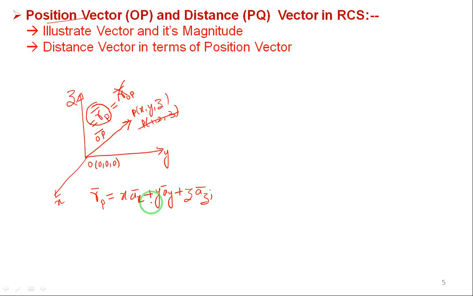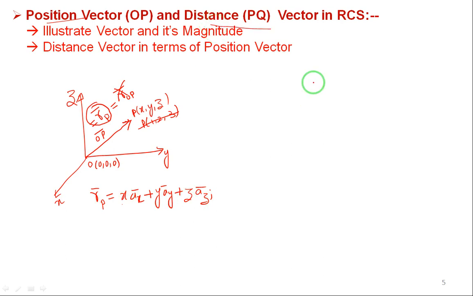So x, y, z, we call them components of a vector or scalar components, which will be helpful for you later on. And ax, ay, az are called unit vectors or base vectors. Is it fine? Okay. Next I will show you the distance vector now.